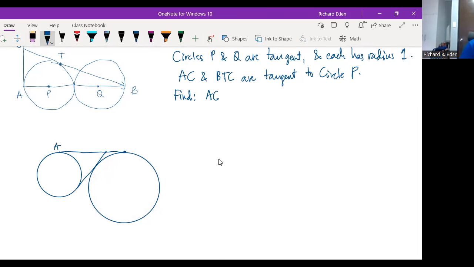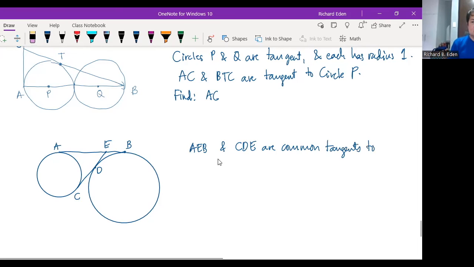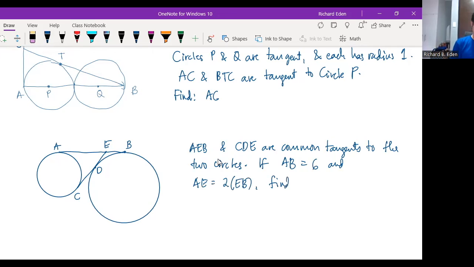Finally. Okay. A, E, B, D, C. So given A, E, B, and C, D, E are common tangents. So AEB is a common external tangent, CDE is a common internal tangent. If AB equals 6 and AE is double EB, find CD.